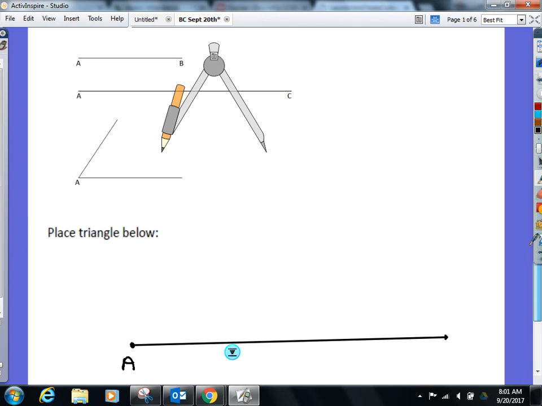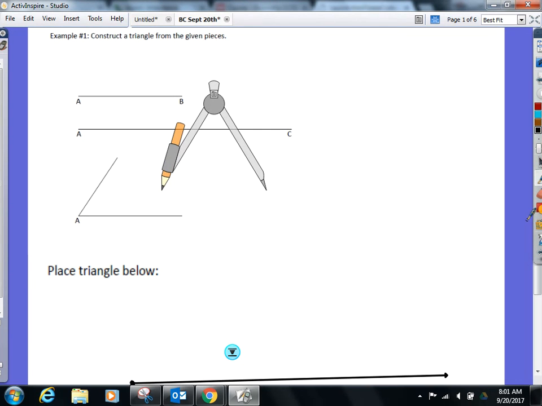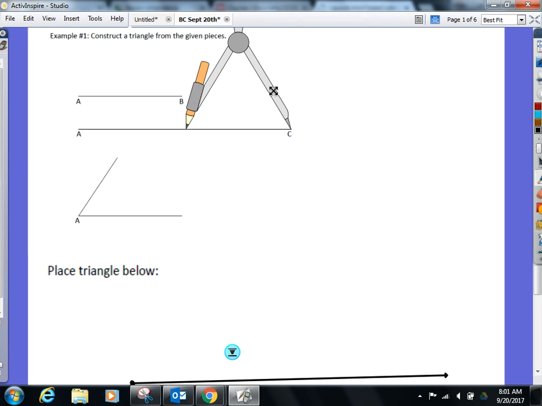Which one do you want to copy? It's really up to you. You can copy line segment AB or line segment AC. It does not matter. This is just a personal choice. I always start with the longest one, but you do not have to. Your triangle will come out just fine if you copy AB first. So if you wanted the challenge, go right ahead.